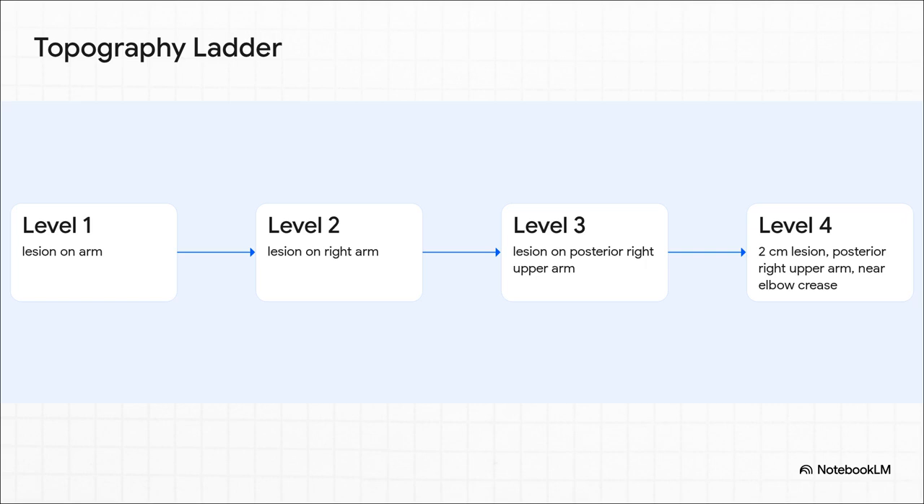Topography just means precise anatomical location. So look at level 1, lesion on arm. That is dangerously vague. As medical detectives, we are hunting for level 4 precision. A level 4 clue gives us the size, the exact segment, the surface, and the proximity. Something like 2 centimeter lesion, posterior right upper arm near elbow crease. The big takeaway here? Never settle for a level 1 diagnosis when the medical note holds level 4 clues. Level 1 gets your claim denied, level 4 gets you paid for the actual work performed.